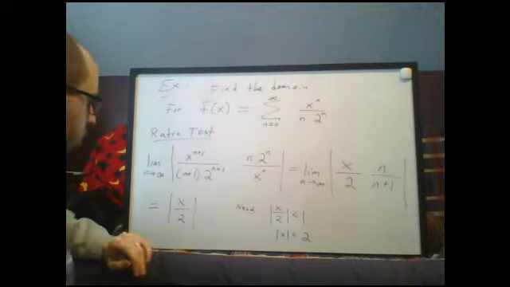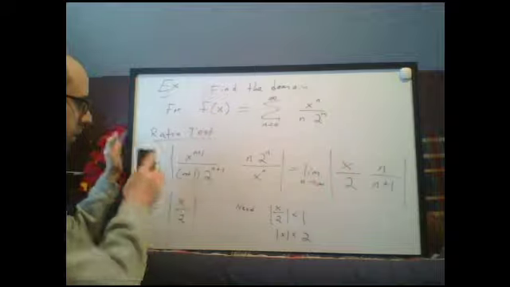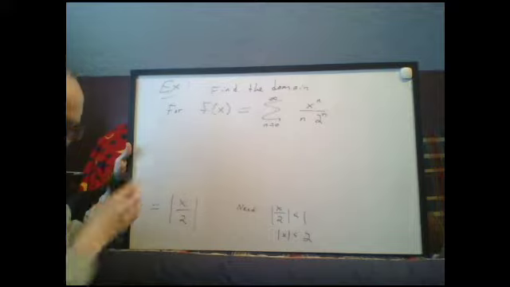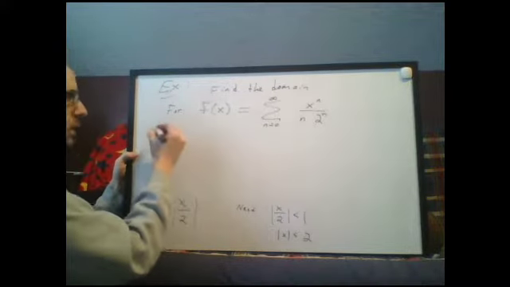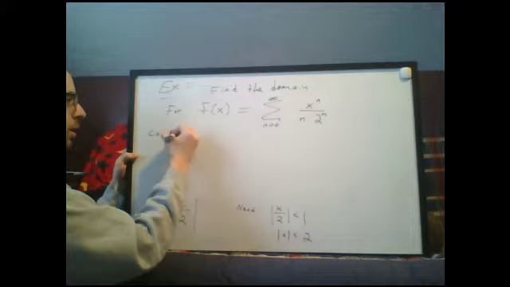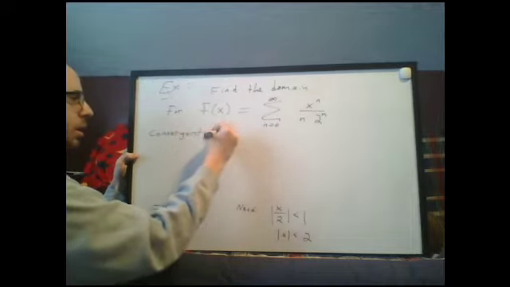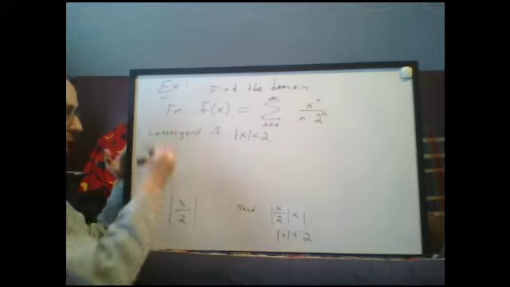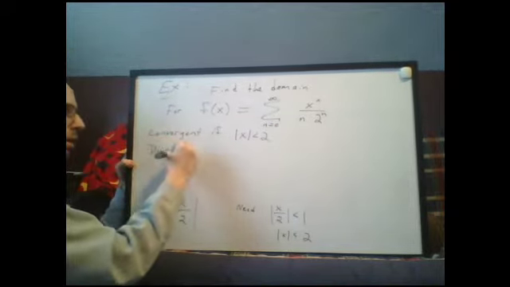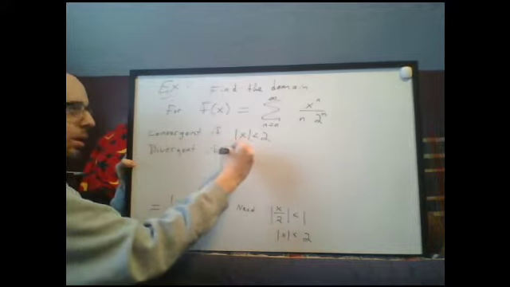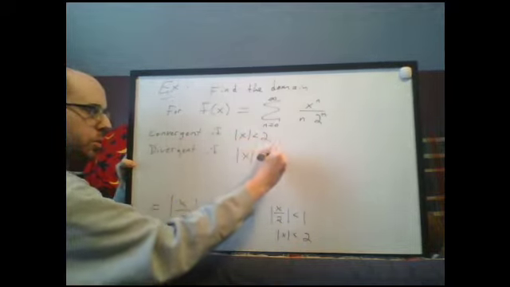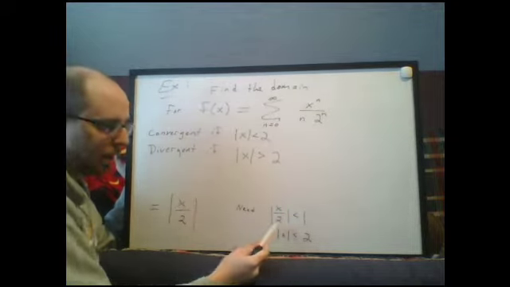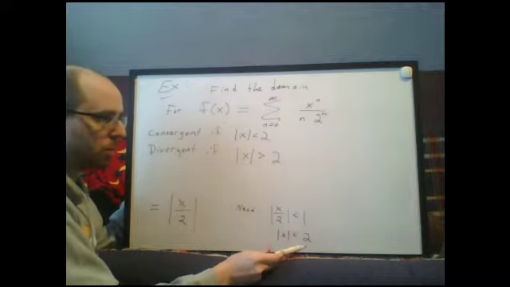Okay, so I don't want to erase everything here. I'll just erase the work for the ratio test. So what we have then is this is convergent if absolute value x is less than 2. It's divergent if absolute value x is greater than 2, because in that case, if this limit was bigger than 1, that would mean absolute value x was bigger than 2.